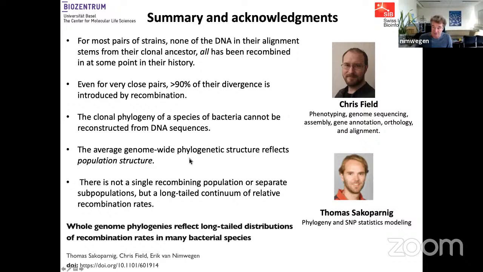But what the phylogenetic structure that you see represents is actually the population structure. And this population structure looks complex. There is not a single recombining population or clearly separate subpopulations, but there is a long continuum of relative rates. All right, so that's it. And thanks for your attention.